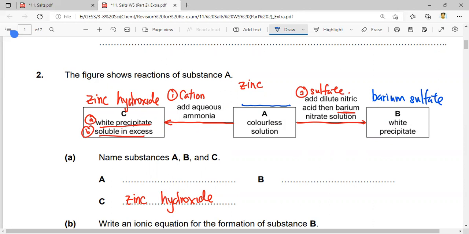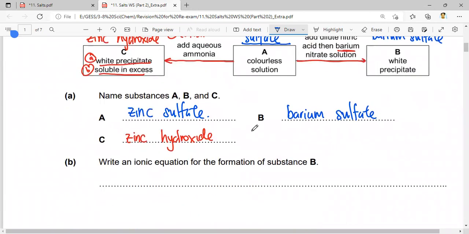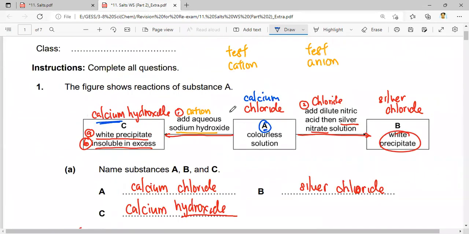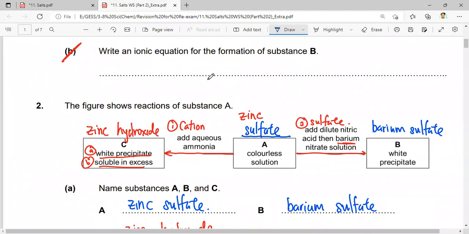So based on this, I know that sulfate is present in A. Therefore, A must be zinc sulfate. So let's finish up. B, I know, is barium sulfate. A is zinc sulfate. So these 2 examples will be good enough to let you know how you can do the test for cation and test for anion.